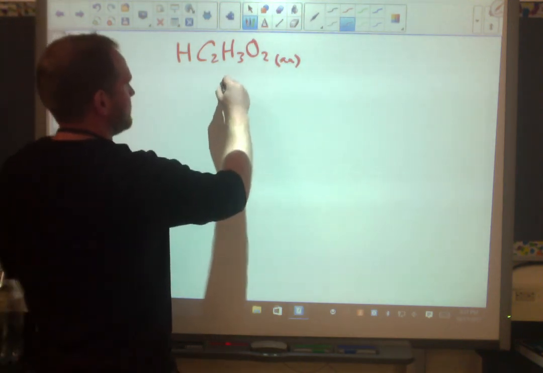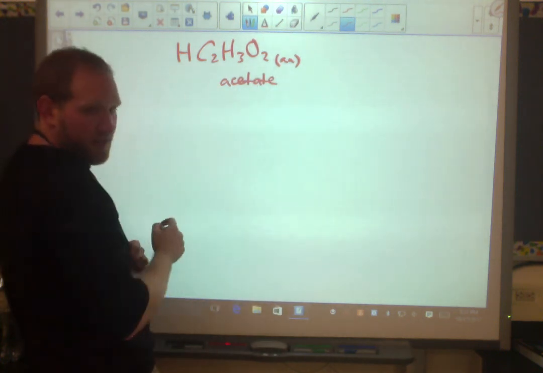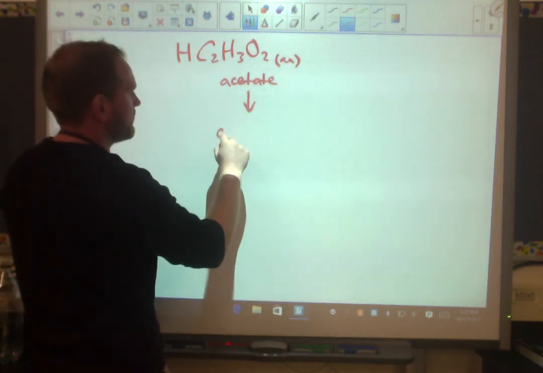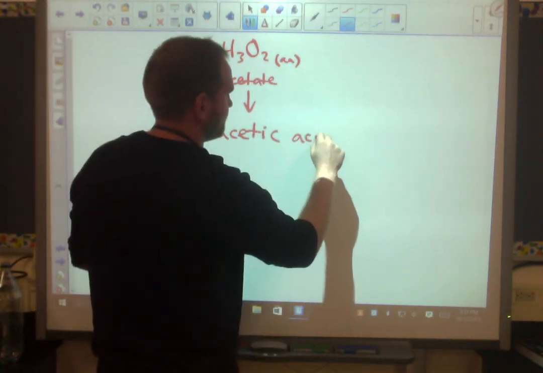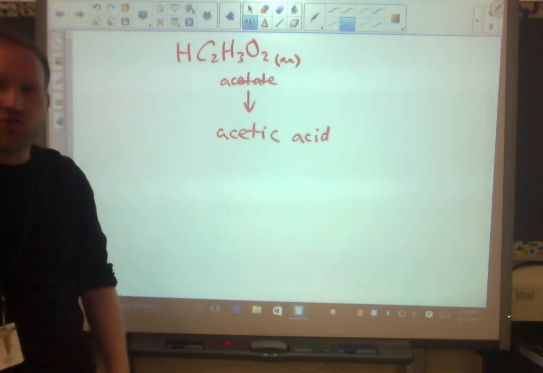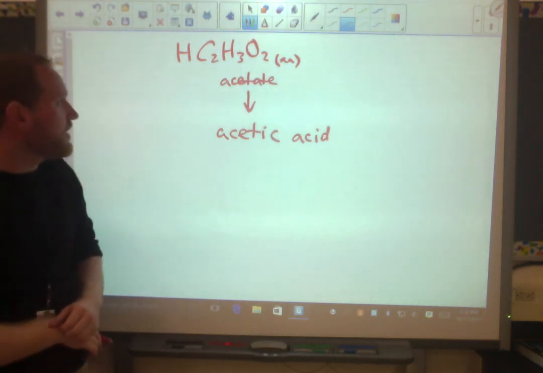I mentioned before that this is acetate. Well, ate-ic, right? So acetate is going to turn to acetic acid. Acetic acid, which is vinegar. Vinegar is about 5% strength acetic acid.